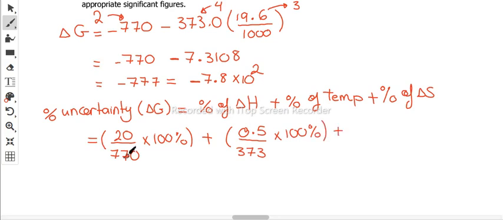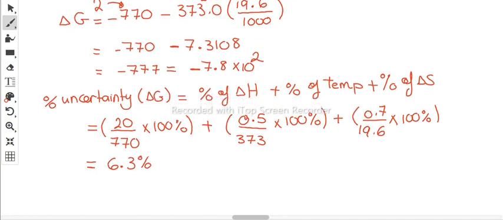Finally, you have for the entropy, which is 0.7 over 19.6 times 100%. If you look at my calculations, each time I'm taking the percentage, I'm taking the absolute over the value times 100%. Using your calculator, it is 6.3%.